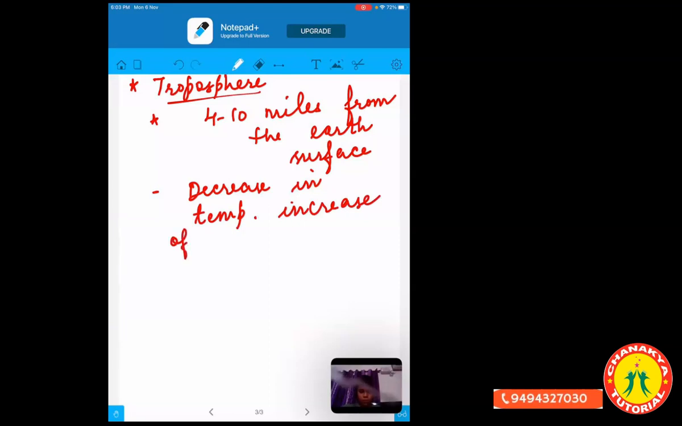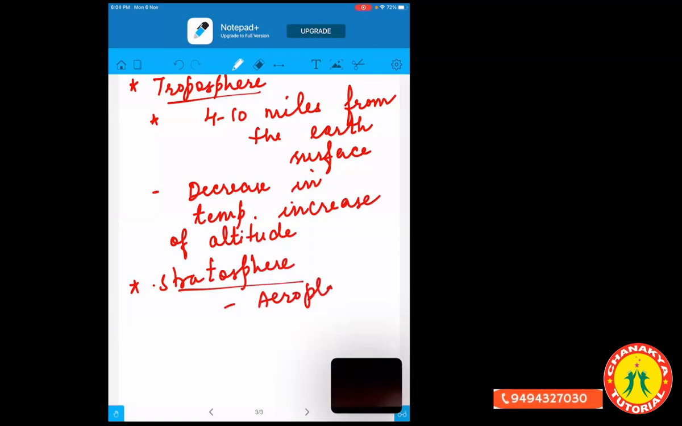The temperature will decrease in the troposphere. Then the next layer is the stratosphere. Stratosphere is basically the main layer for us because here in this layer, what do we find? We find aeroplanes flying around.